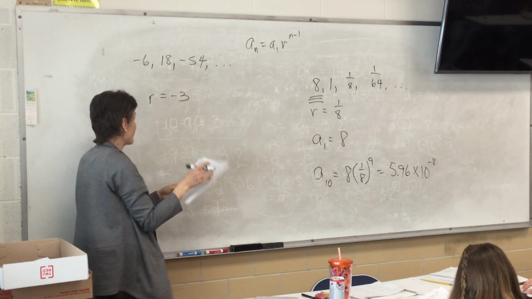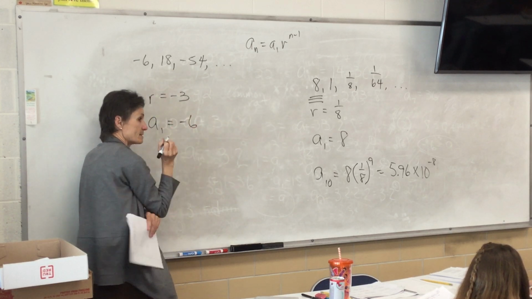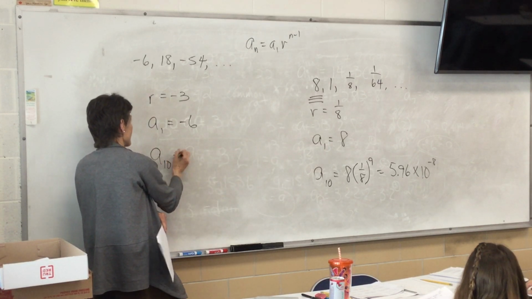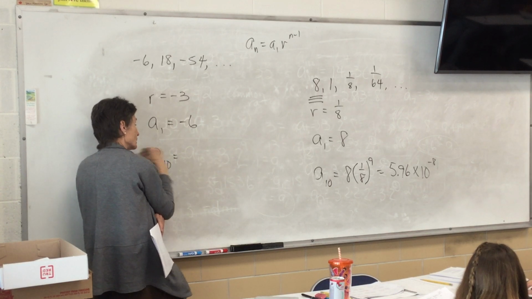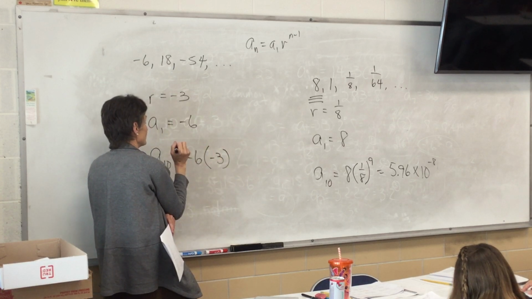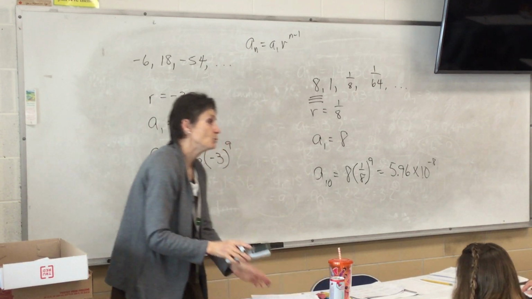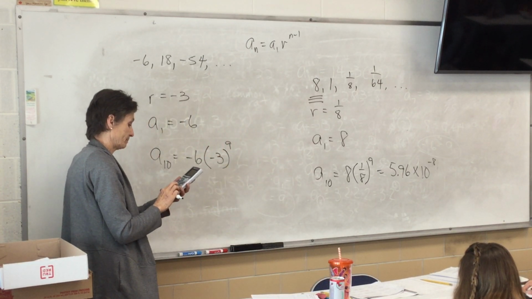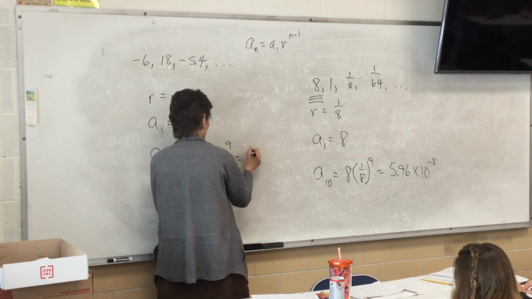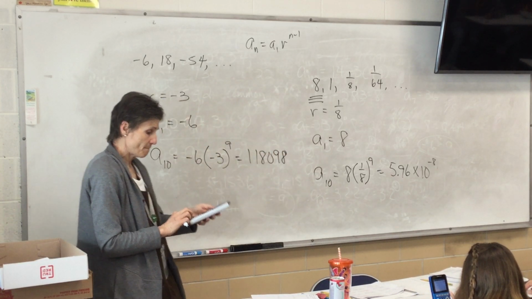Do we know a sub 1? Yep. Of course we do. They told us it's negative 6. And now we need the 10th term, so tell me how you set that up. Negative 6, parentheses, negative 3 to the 9. And if you type it in just like that, you are going to get the right answer. Oop, I got a great big number, 118098. Anybody else get that?